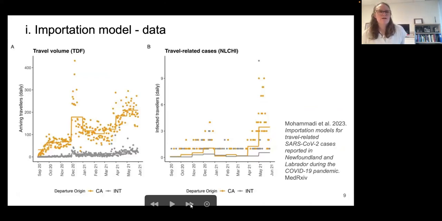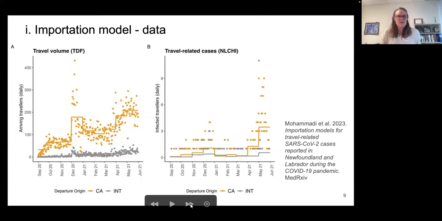So I want to talk about importation models, and a lot of times travel volume is a variable that's connected with travel-related cases. So this is on the left, the travel volume as reported on travel declaration forms. These are forms that people are required to fill in during the pandemic when they enter Newfoundland and Labrador. So from that, we can figure out the number of travelers that are arriving of domestic origin or international origin. So international origin in gray.